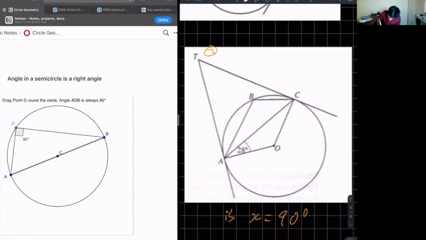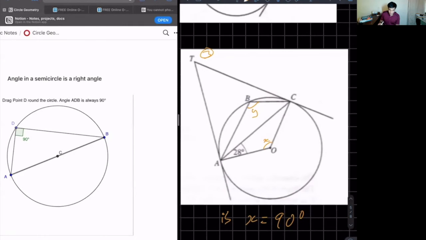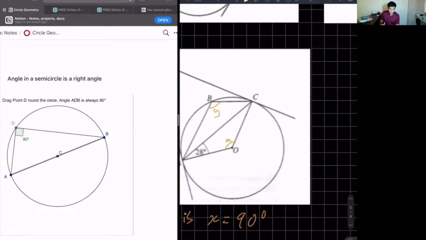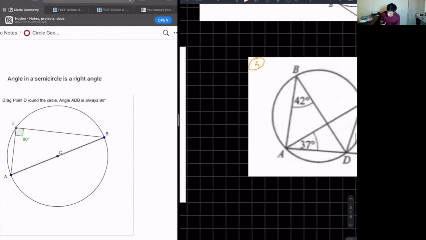Angle O, x, and B. Y, right? Same thing here. Same thing that we already did in this one. You know the relationship between x and y, right? Good. All right, let's keep going.